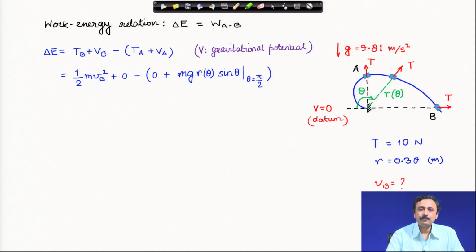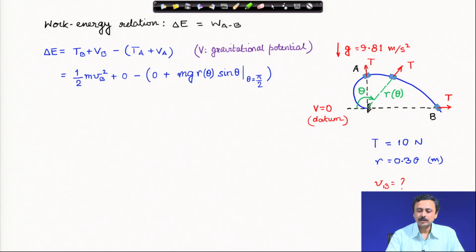Therefore, I can easily write the expressions of T_B, V_B, etc. The kinetic energy at B is half m v_B squared, v_B is not known, therefore this is the unknown term, plus potential energy at B. Remember that I have chosen V equal to 0 on this horizontal line and B is on that horizontal line. Therefore, potential at B, V_B, is 0, minus the kinetic energy at A. Remember that the collar starts from rest at A, therefore the kinetic energy is 0, and the potential energy at A.